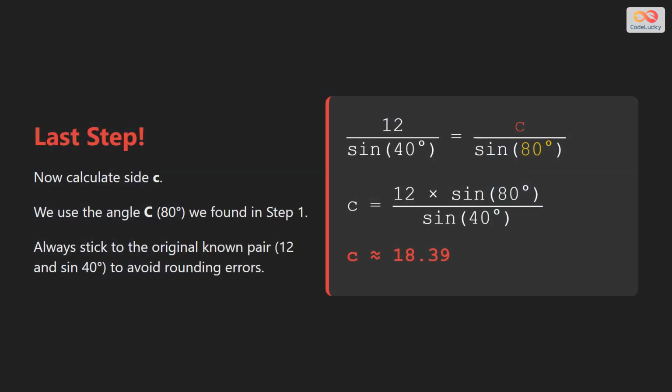Finally, we need to find side C. We use the same known pair of side A and sine A to ensure accuracy. We set it equal to C over sine of 80 degrees, which was the angle we calculated in step 1. Solving for C gives us approximately 18.39.